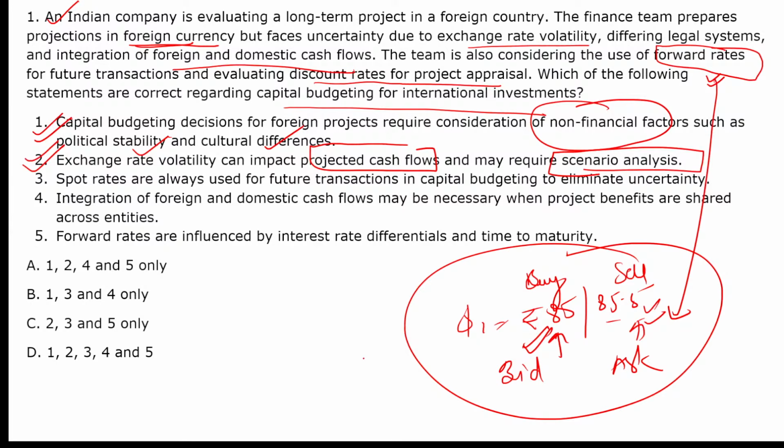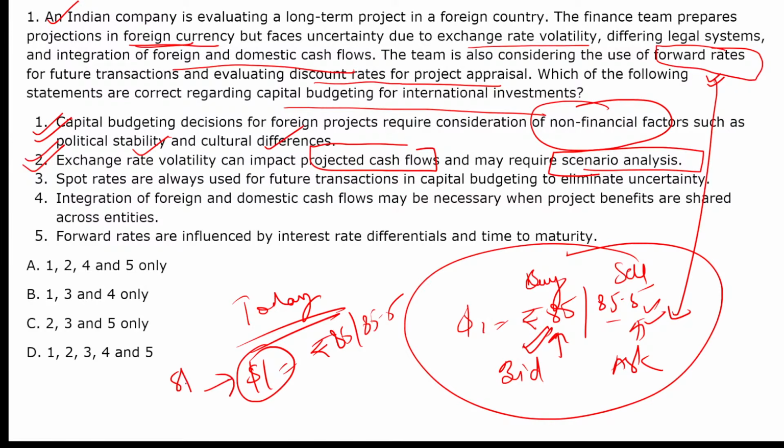Spot rates. When I go today to the bank and ask for the dollar transaction, the rate that is quoted today is known as the spot rate, and the rate that they will give me after 3 months is known as the future rate, right? Spot rates are always used for future transactions in capital budgeting to eliminate uncertainty. No, forward rates will be used. They are not always used. In the question they have said that they are coming into a contract for forward rates.